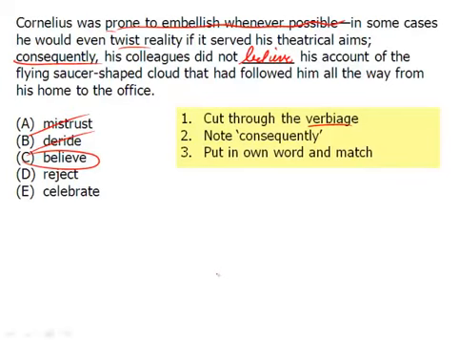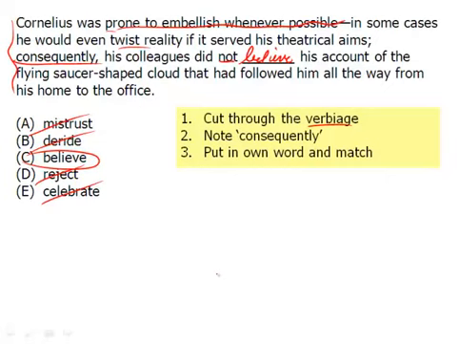Mistrust, obviously the opposite. Deride, put down, does not work here. Reject his account. They did reject his account, but look at that keyword right there, not believe. So always make sure we put in our own word. Celebrate doesn't make sense, of course. And there we have an answer. So you can see, typically, cause and effect sentences aren't the more difficult ones. This one was, of course, very easy.